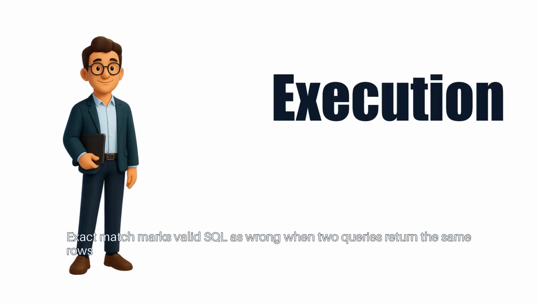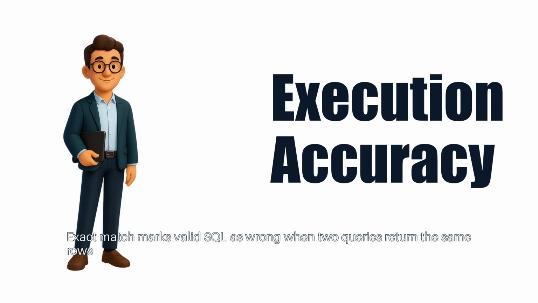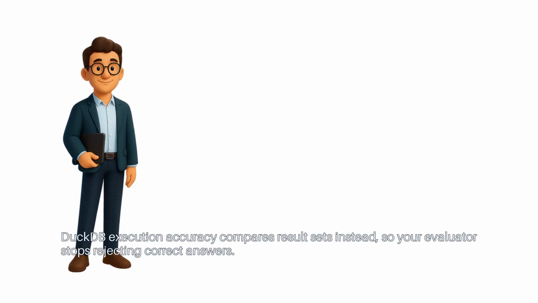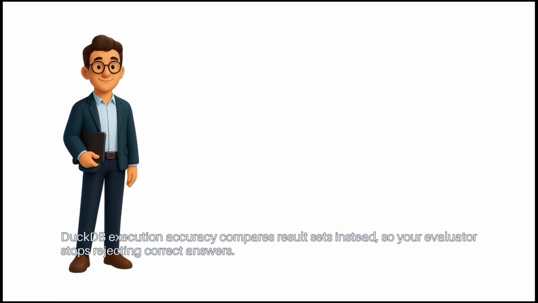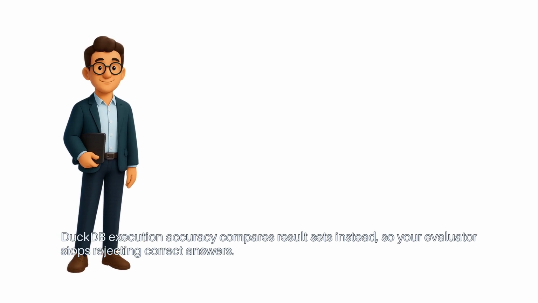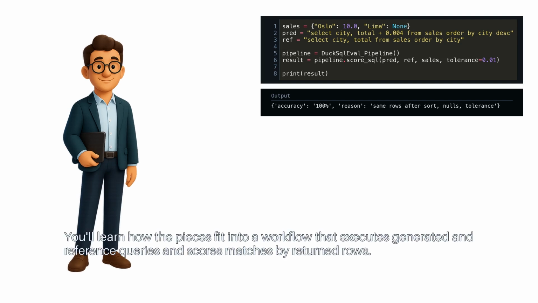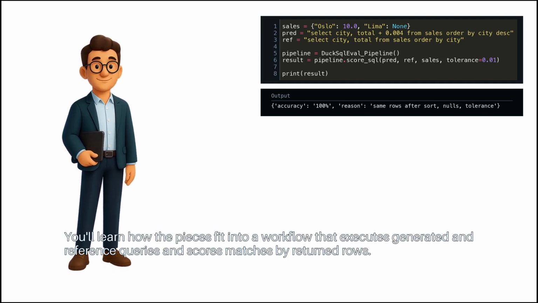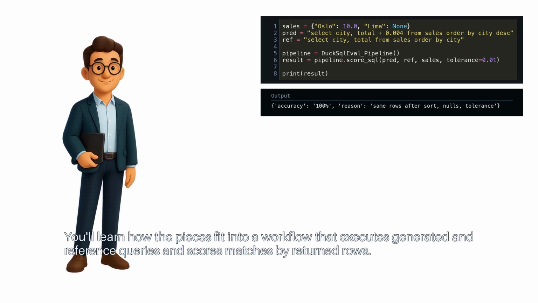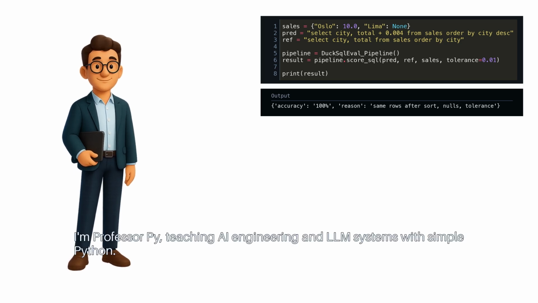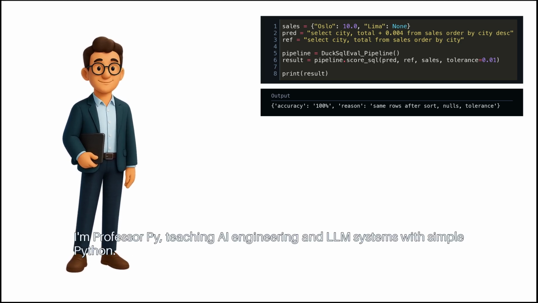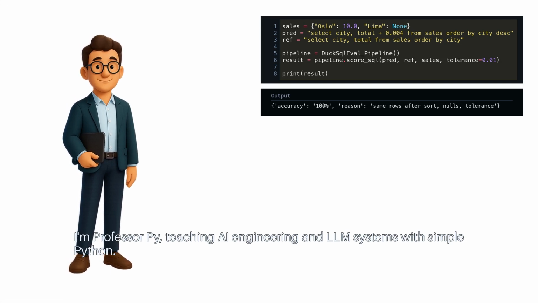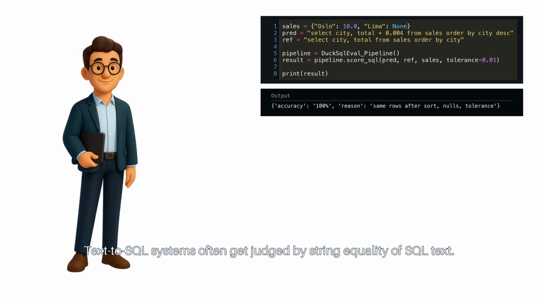Exact match marks valid SQL as wrong when two queries return the same rows. DuckDB execution accuracy compares result sets instead, so your evaluator stops rejecting correct answers. You'll learn how the pieces fit into a workflow that executes generated and reference queries and scores matches by returned rows. I'm Professor Pi, teaching AI engineering and LLM systems with simple Python.